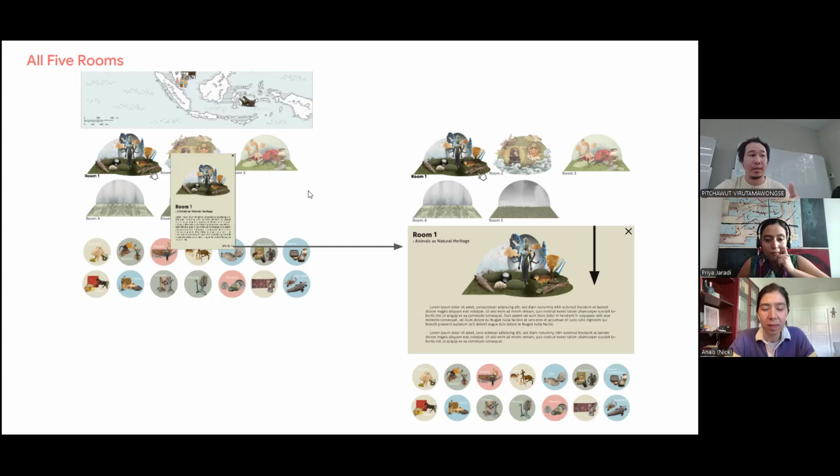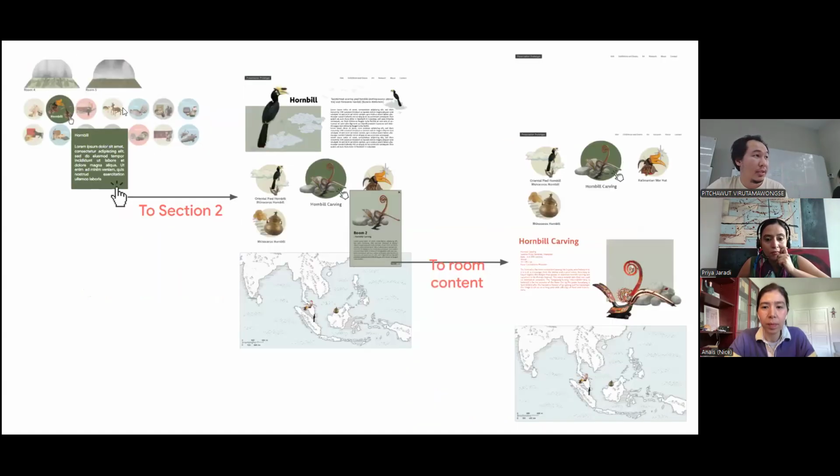Once you complete reading the whole section of information, you can go back and come to the last one, which is all the animal trails. If you click on animal trails, it will lead you to another section, which is completely about animals. For example, when you click on hornbill, you will see all the artifacts or objects from the room.